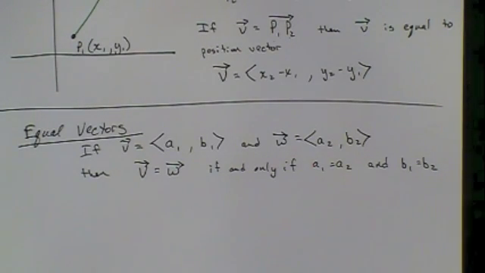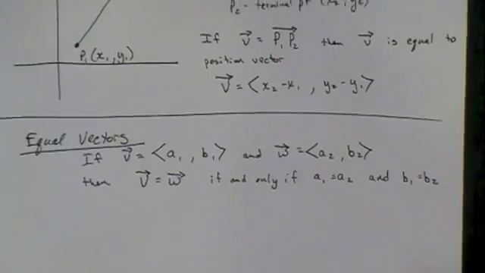So if we have equal vectors, we're saying that vector v has our given components and vector w has these components. They would be equal vectors if and only if those components are the same.